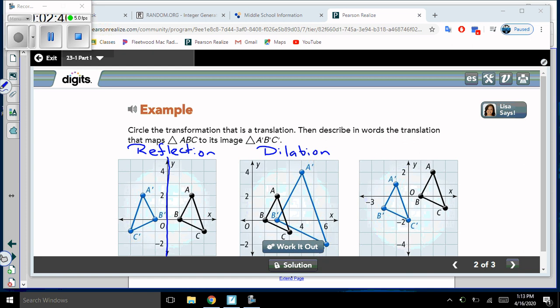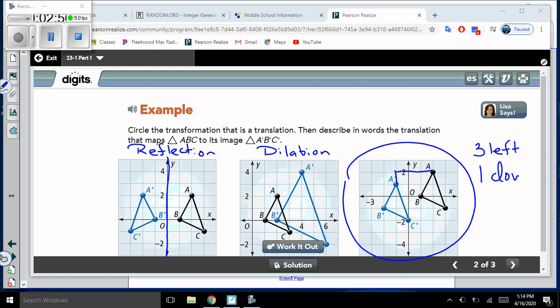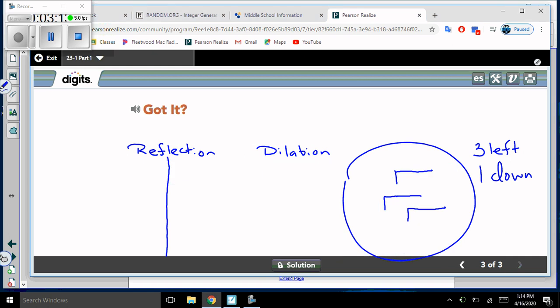And then here on the third one, this obviously would be the one that we're going to be circling, because you can see that the black triangle simply slides 3 to the left. Point A slides 3 to the left, and then it slides 1 down. You can see that's the case for all vertices. B, 1, 2, 3, and then down 1. C, 1, 2, 3, down 1, and obviously that recreates triangle A prime, B prime, C prime. Take a look at the very next slide.